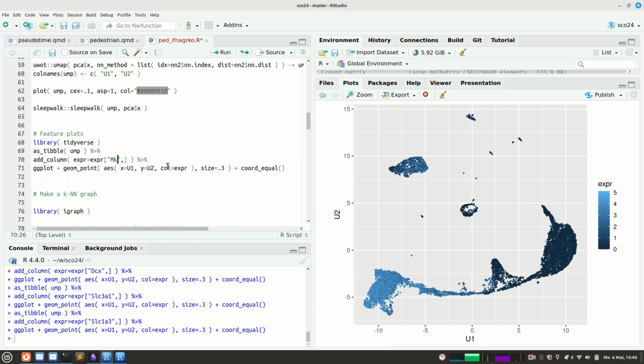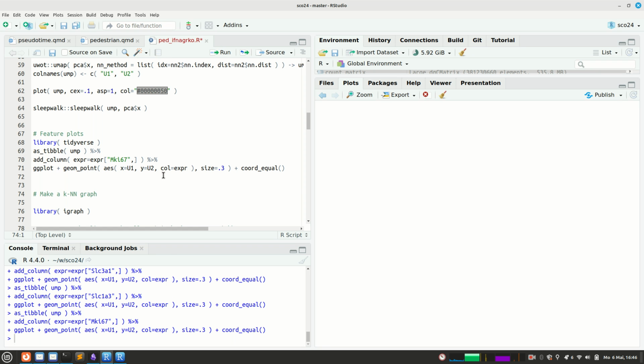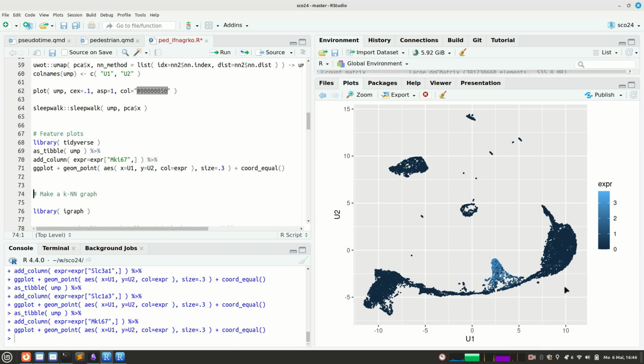For the biologists, let's also take another gene that you might know well, MKI67, the standard marker that's always used to find cells which are currently in the middle of a cell cycle in mitosis and are presently dividing, and that shows us that here the cell division is happening in this region.